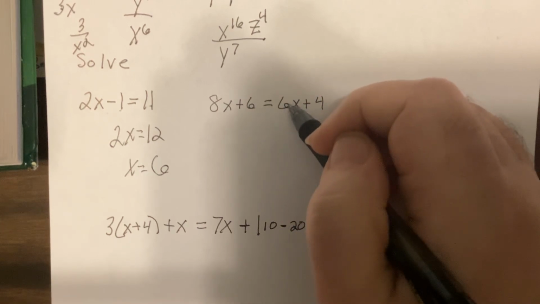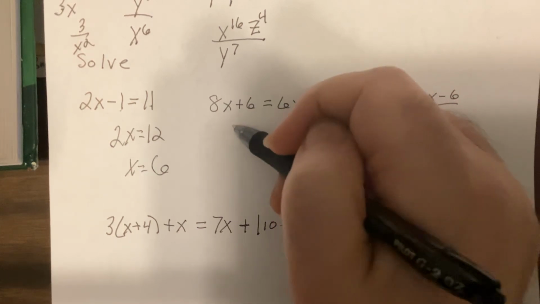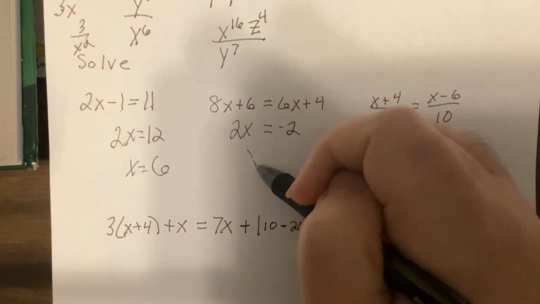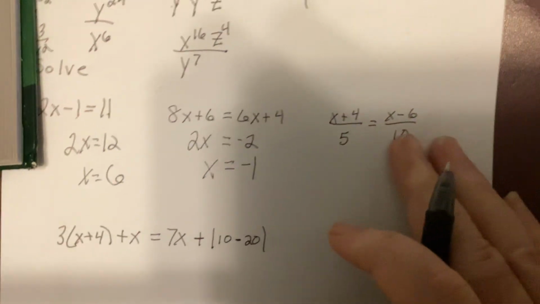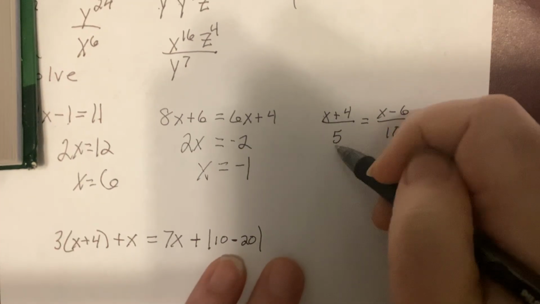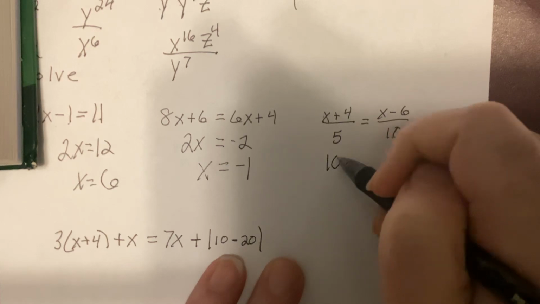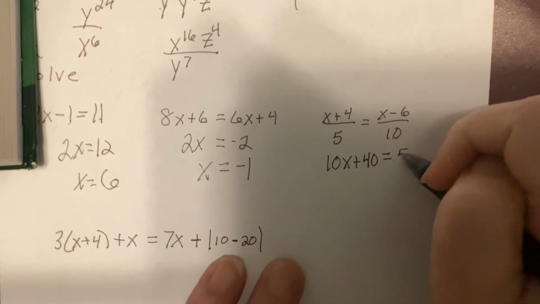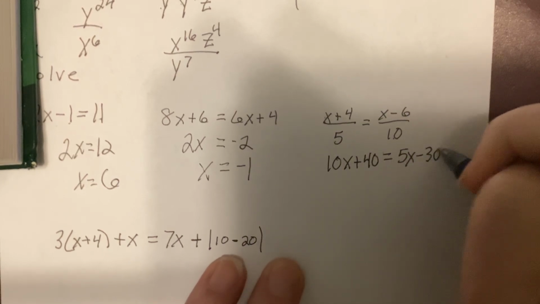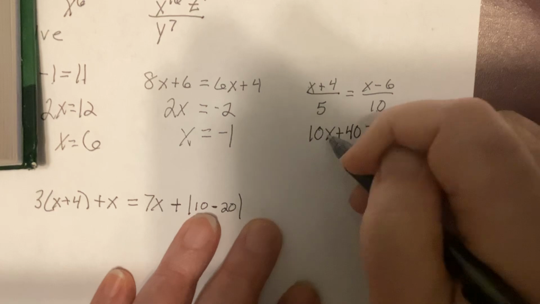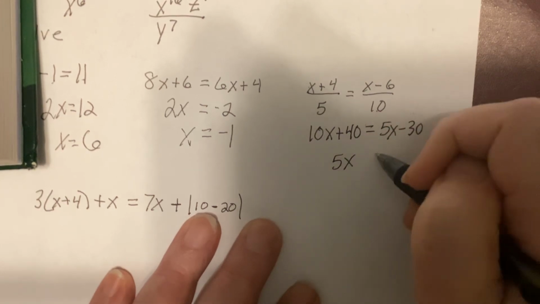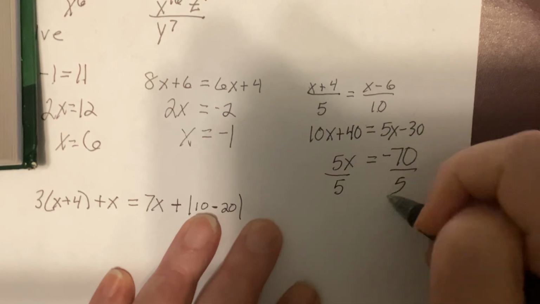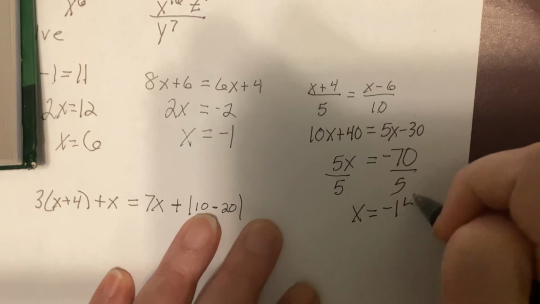Here, I want to get the x's on one side, numbers on the other, so subtract 6x. Subtract 6. Divide by 2. Oh, remember proportion, fraction equal fraction, so you cross multiply. 10x plus 40 equals 5x minus 30. I'm skipping a step there, but I think you can follow. Subtract 5x. Subtract 40. Then we're going to divide by 5. So x equals negative 14.